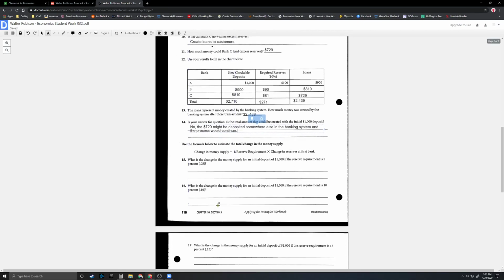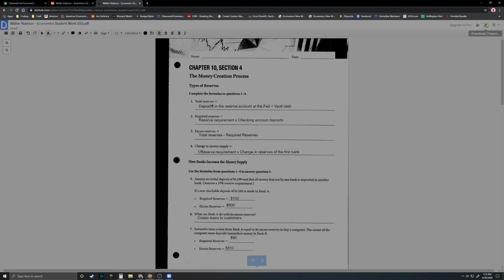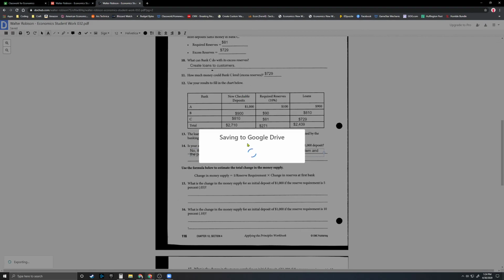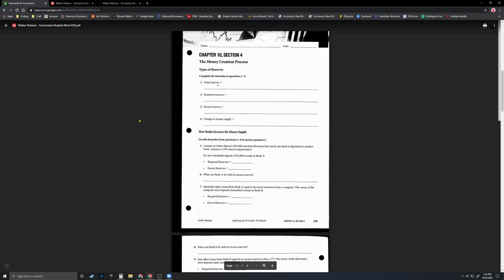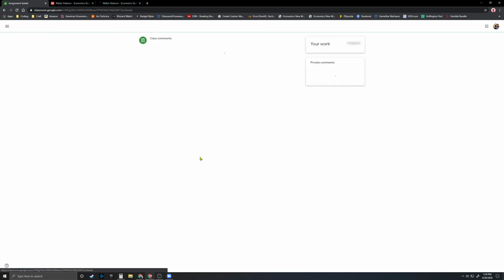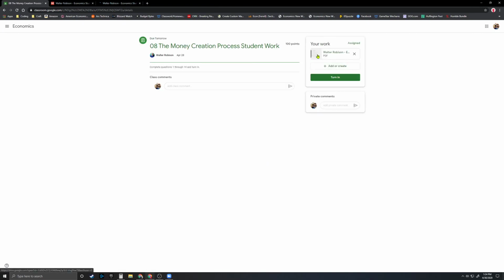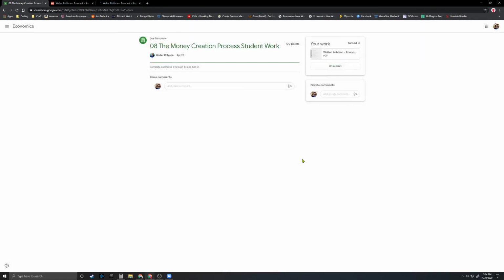You don't have to do 15, 16, 17, or 18. You can just turn this in. Remember, if you're going to turn it in, you click this button right here, click Google Drive, export. You should get a green check mark. Click OK. Go back to your assignment. Refresh your page. The work is there, and then you turn it in. Okay, make sure you do that. It's the most important thing to me, honestly.